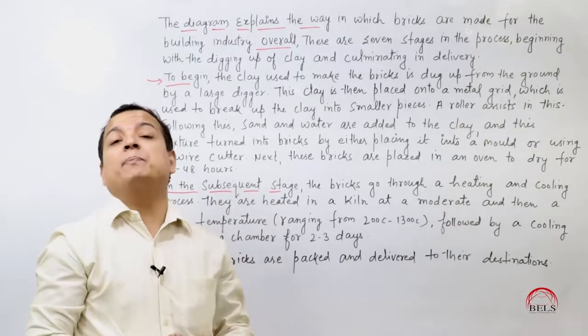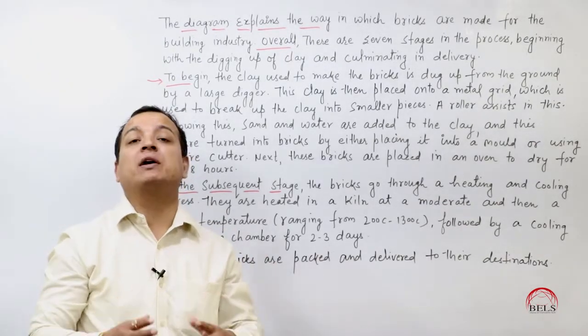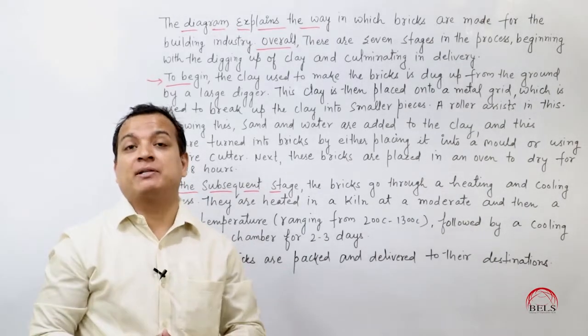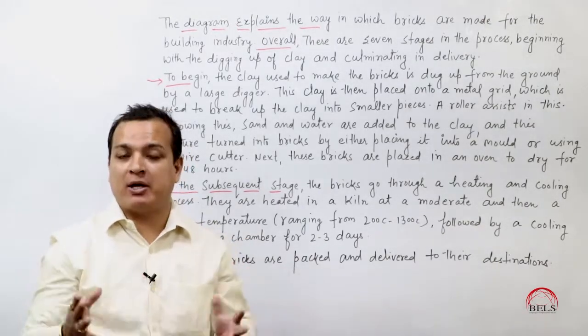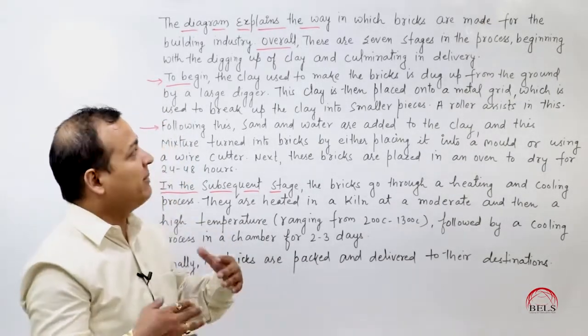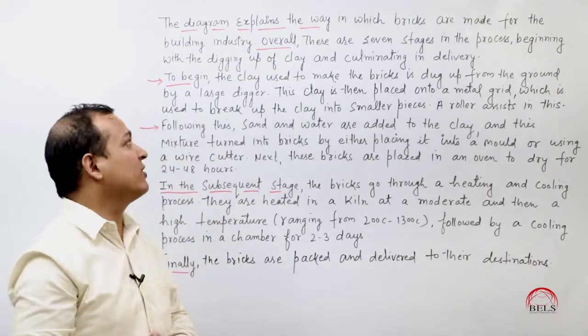Now, based on the previous question, we are going to discuss a different category of question for writing part 1. In the writing part, you also get diagrams sometimes. It can be a diagram, a flow chart, or a process diagram, or it can be a diagram like this about brick making. So, I have mentioned the answer to this question here.